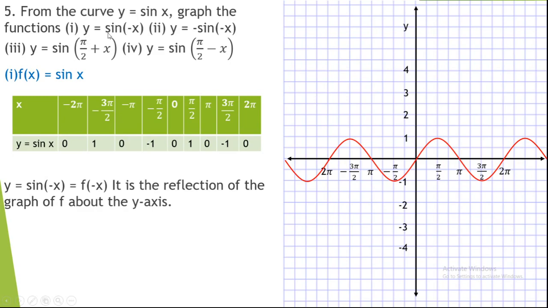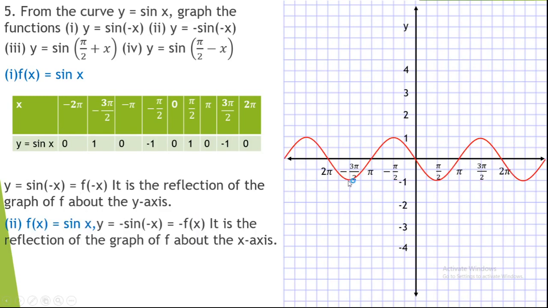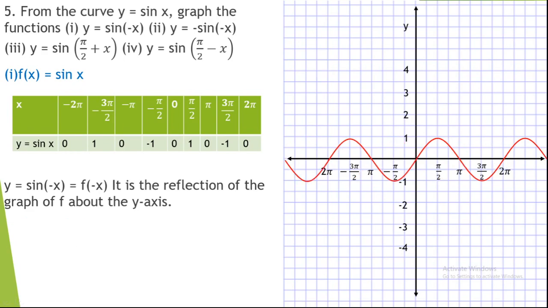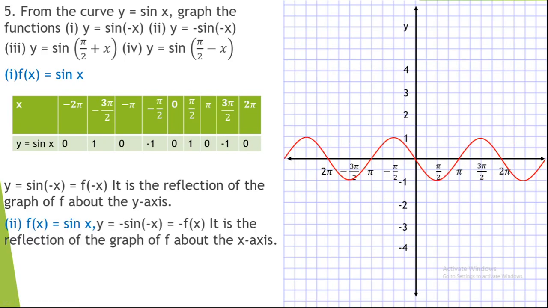Now first we have to find y is equal to sin of minus x. So x is replaced by minus x. That means f of minus x. So f of minus x means what? The reflection of the graph about the y axis. So it should be reflected about the y axis. See, this is the reflection. This is the original graph. Just rotate the graph along the y axis. So this is the reflection.